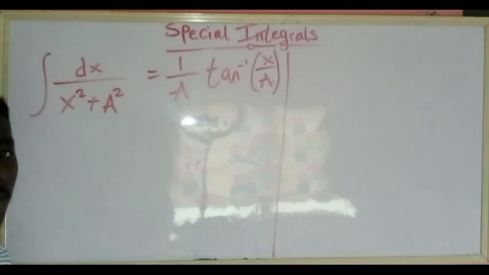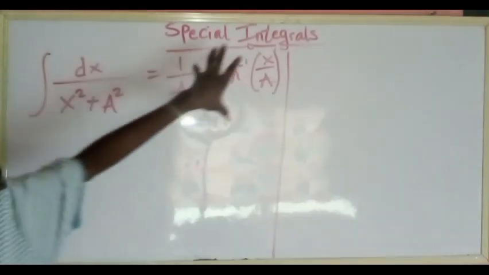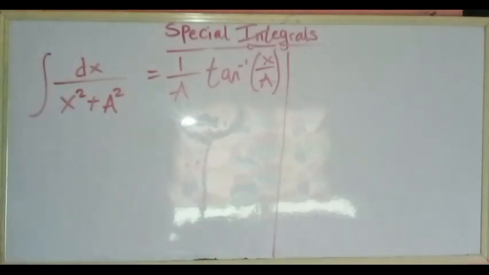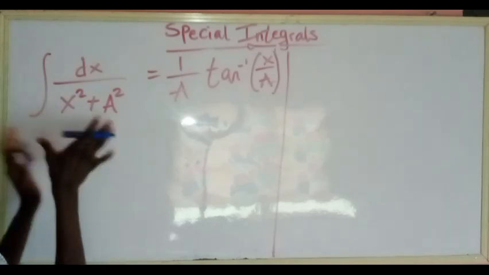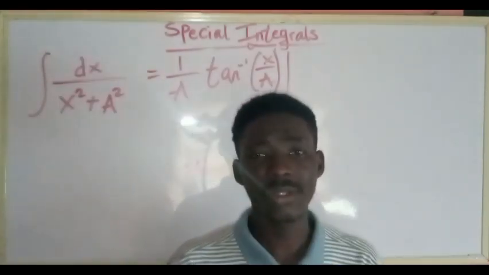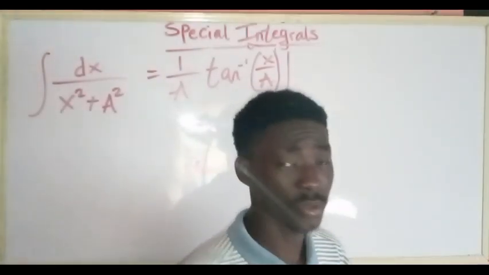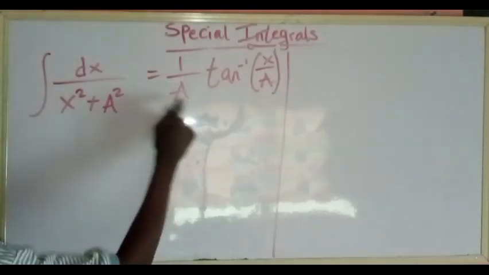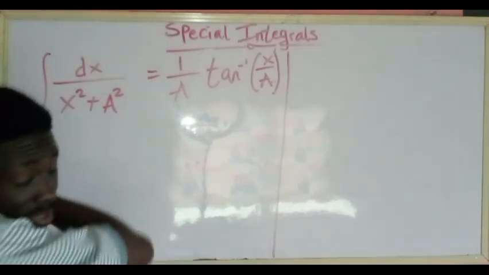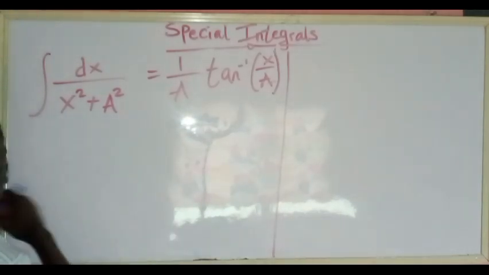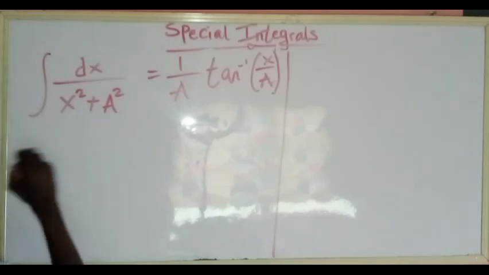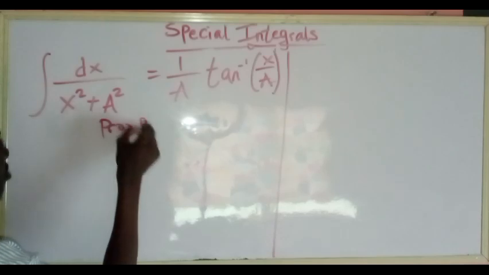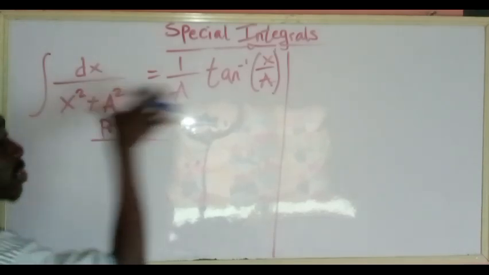So we are taking a journey on how to get from here to this, and that will be the use of trigonometric substitution. When we have integrals like this, we do what we call trigonometric substitution to get to the final answer. We'll be doing that, so let's prove how we get from here to here.